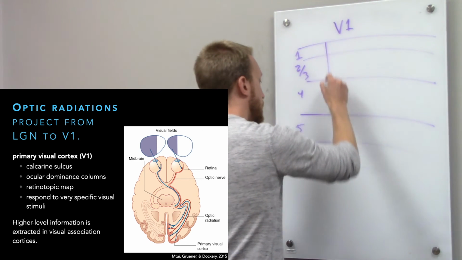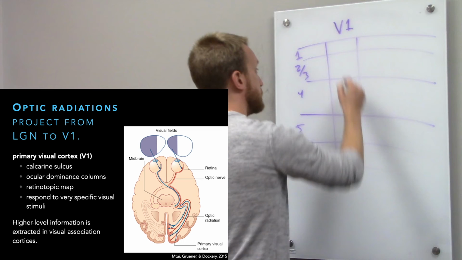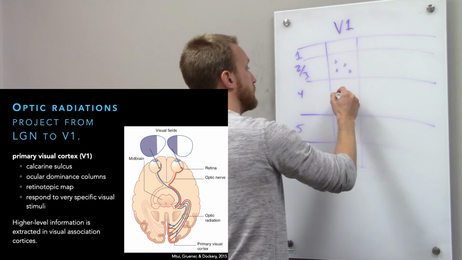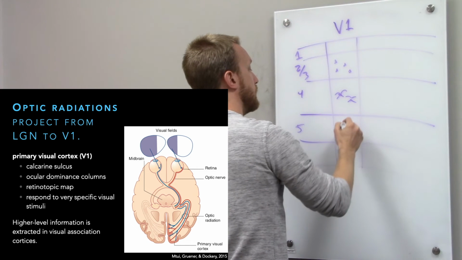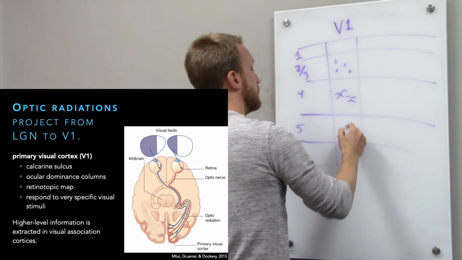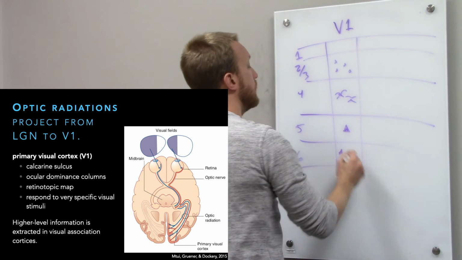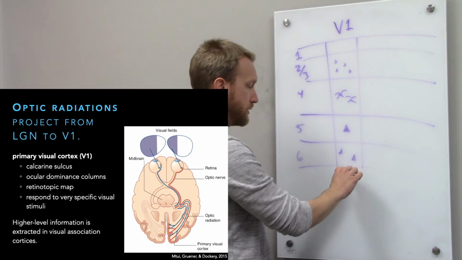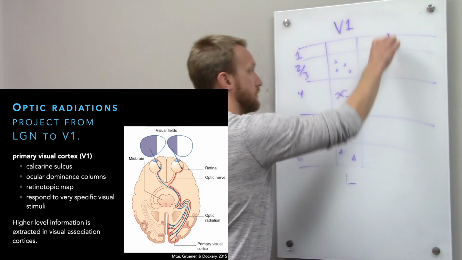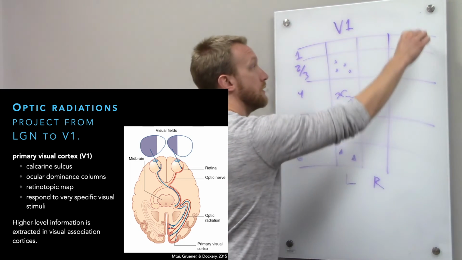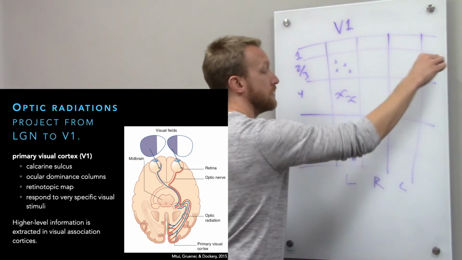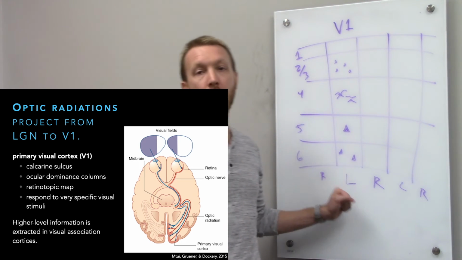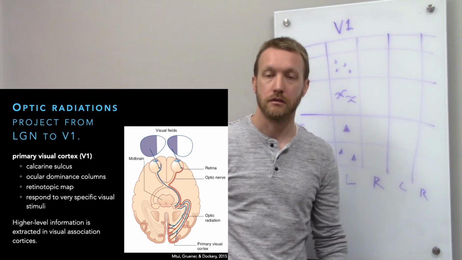But in any given column of cells, so all the different neurons that we find, let me put a few little neurons in here. I'm not going to connect them to anything, but just so we have something. All of these cells respond to input from one eye, and they alternate. Left, right, left, right. These are what we call ocular dominance columns.